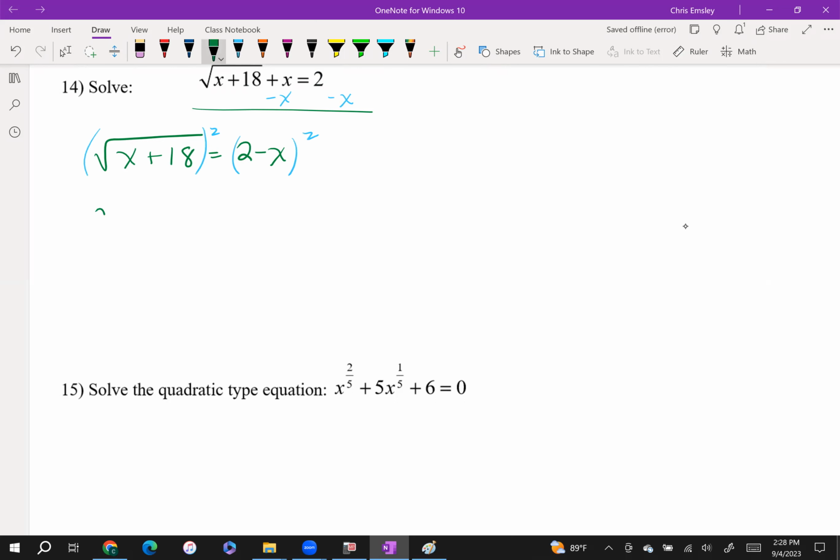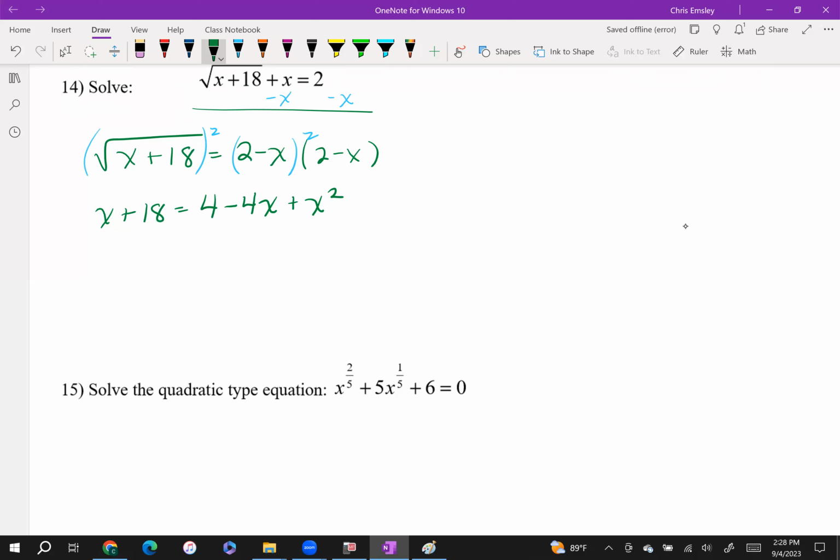On the left, that leaves us with just a nice little x plus 18. On the right, this is not 4 minus x squared. You cannot just square each of those terms. We actually need to FOIL this out. So it ends up being 4, then we get a minus 2x and another minus 2x from our inner and outer products, and then our last gives us a plus x squared. The radical's gone, so we're going to continue our solving. This is now a quadratic equation.